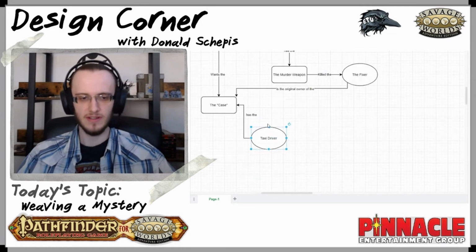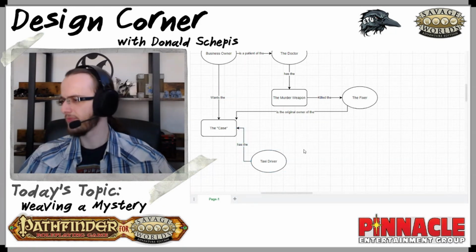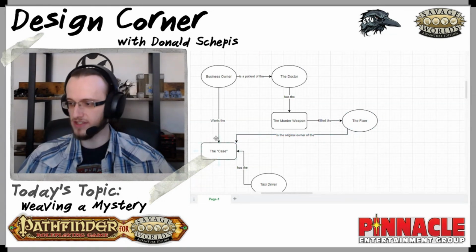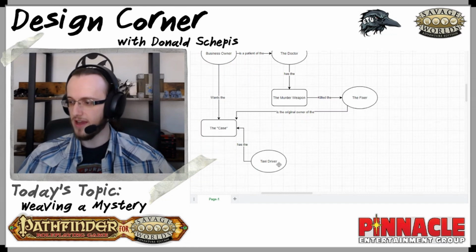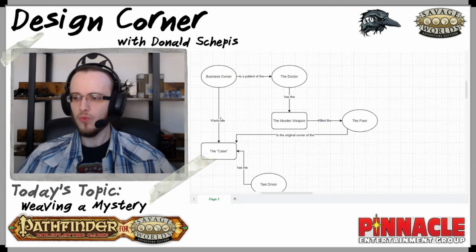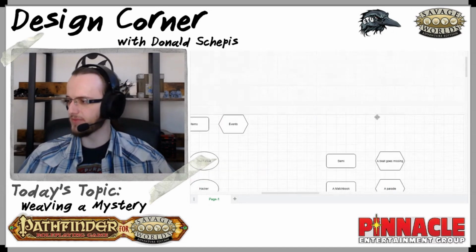Okay, see, now it's retaining that association. So let's move that there just so it's a little easier to read. So we know the business owner is a patient of the doctor. The doctor has the murder weapon. The murder weapon killed the fixer. We don't know who killed the fixer quite yet. The fixer is the original owner of the case. The business owner wants the case, and the taxi driver has the case. Right? So we don't know why the business owner wants the case. But at this point, we've got a lot of people and items.